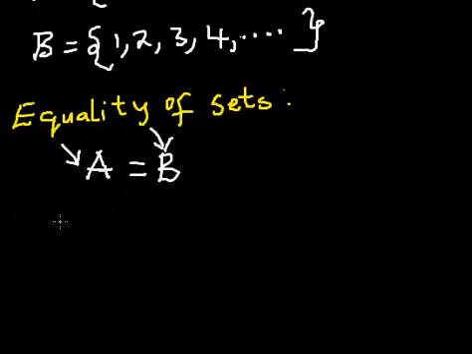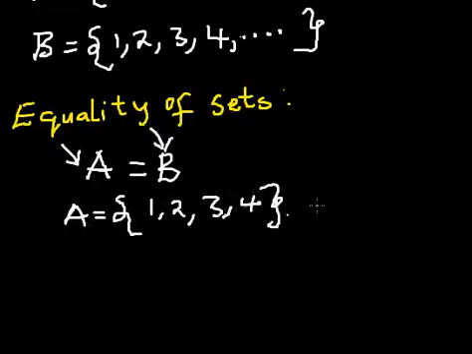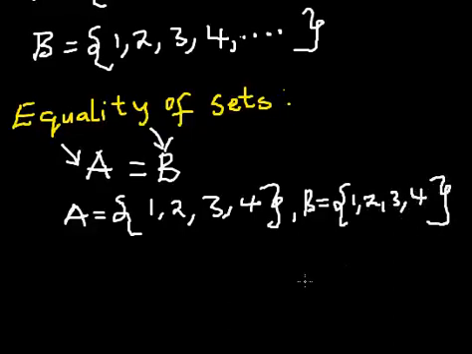So if A is 1, 2, 3, 4, then of course B should still be the same thing: 1, 2, 3, 4. Now it may not necessarily be in the same order, but the elements must be the same and equal. That is the equality of a set.